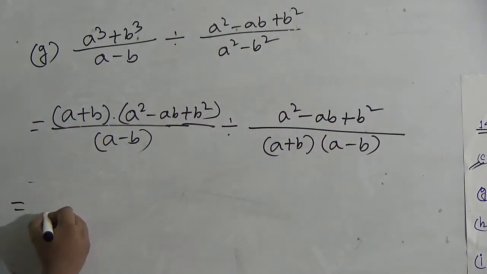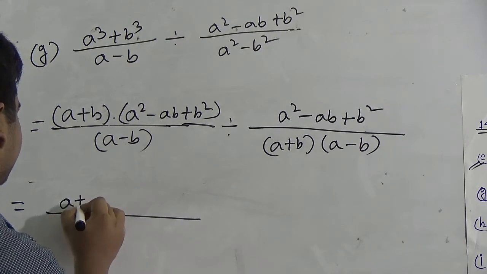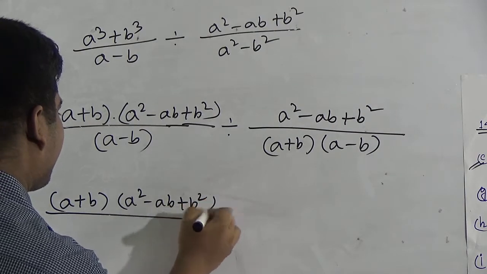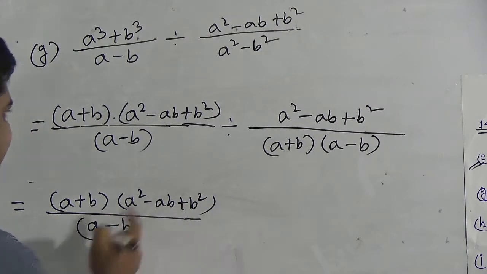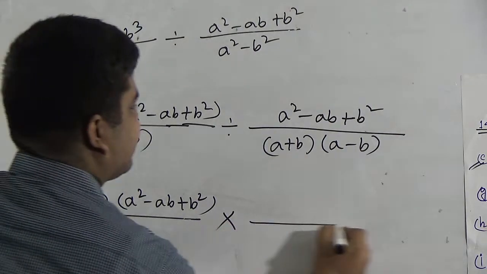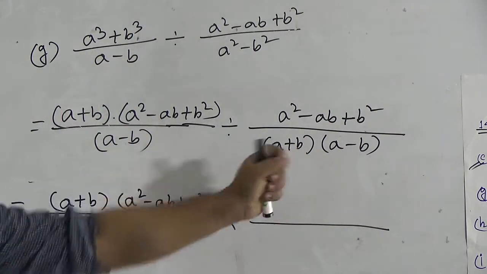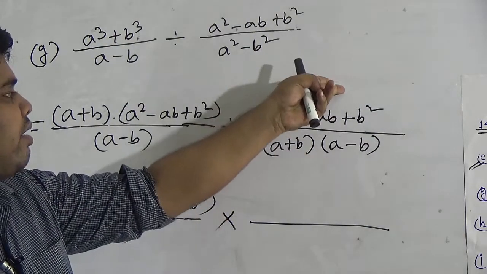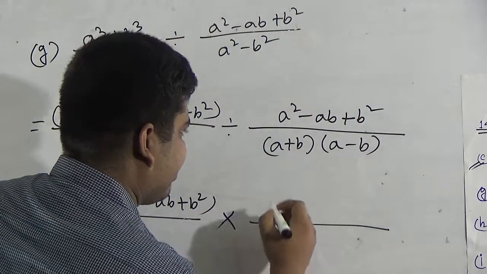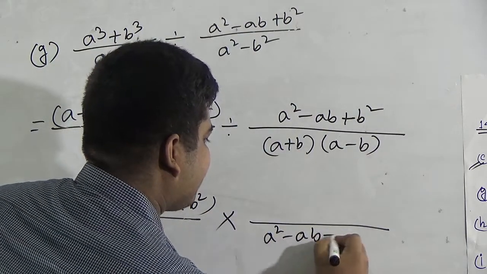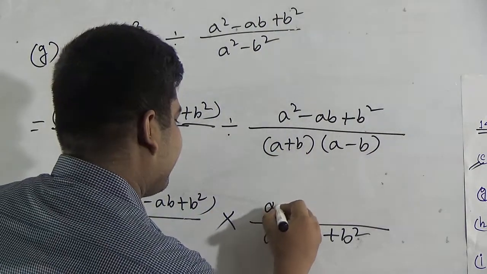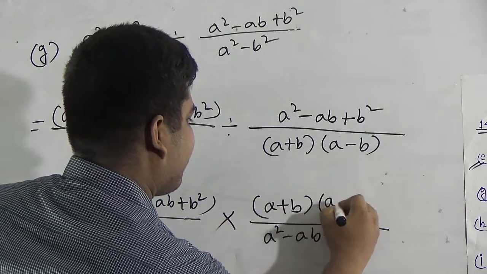Now we do multiplication. That means a plus b by a square minus ab plus b square, divided by a minus b, and this division sign will be a multiplication sign and this fraction will be reversed. Reverse means numerator will be denominator and denominator will be numerator. That means numerator is a square minus ab plus b square and denominator is a plus b into a minus b. So we write here a plus b into a minus b.